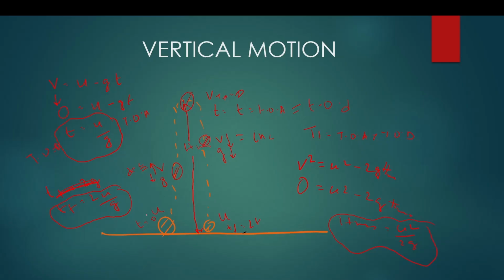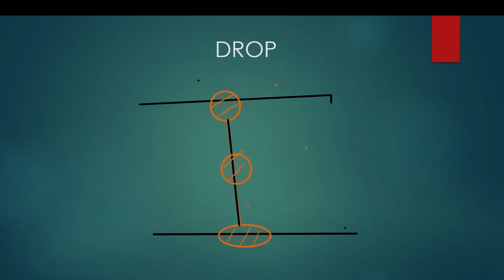So from the vertical motion of a body we have found that the time of ascent and time of descent is t equals u by g, the total time of flight equals 2u by g, and the maximum height is equal to u square by 2g. So we will move to the next part. Now see drop. It is also a very important concept. When the body is at this position, we will free-fall it with acceleration due to gravity.